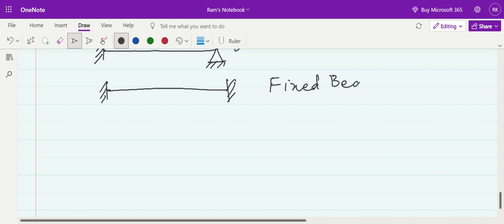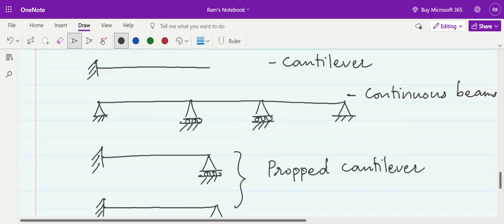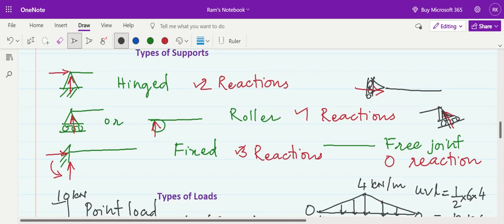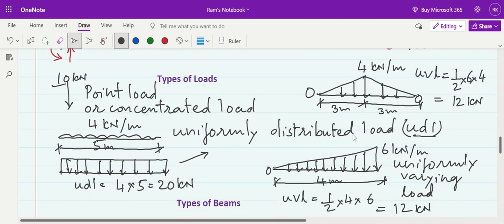Friends, remember we are going to come across these types of beams in our discussions further, and we are going to see various classical methods or other methods for analysis of these types of beams. So we have seen in this lecture types of supports: hinged, roller, and fixed, with 2, 1, and 3 reactions. We have also seen when the joint is free, there is zero reaction. We have seen types of loads: point load, then uniformly distributed load, and uniformly varying load or triangular load. Uniformly distributed load can be a rectangular load. And we have seen one basic principle that the total load is equal to the area of that particular geometric figure.